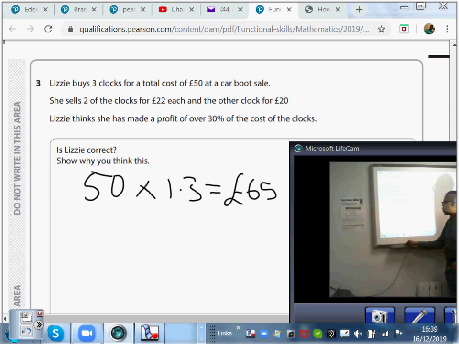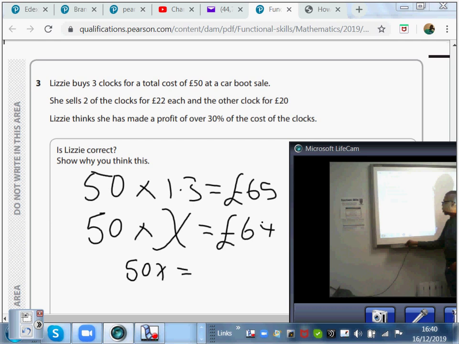So this is a profit at 30%, but let us see 50 times, we don't know the multiplier, we put X. The answer we got for what she sold was actually 64. So now if we solve this, 50 times X is equal to 64, we divide throughout by 50 on both sides.